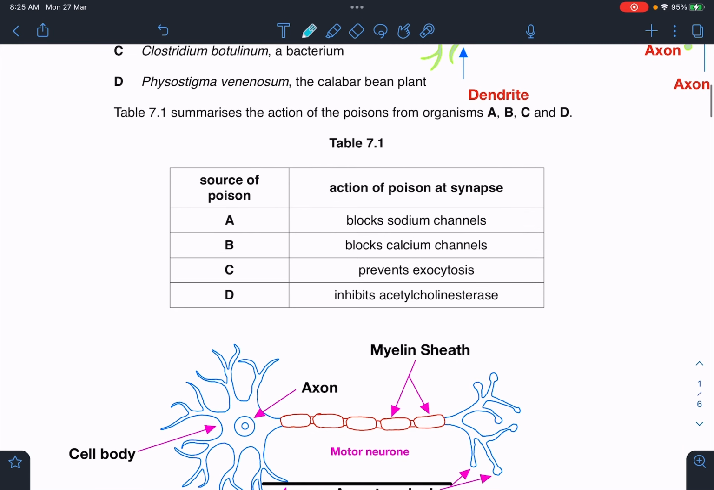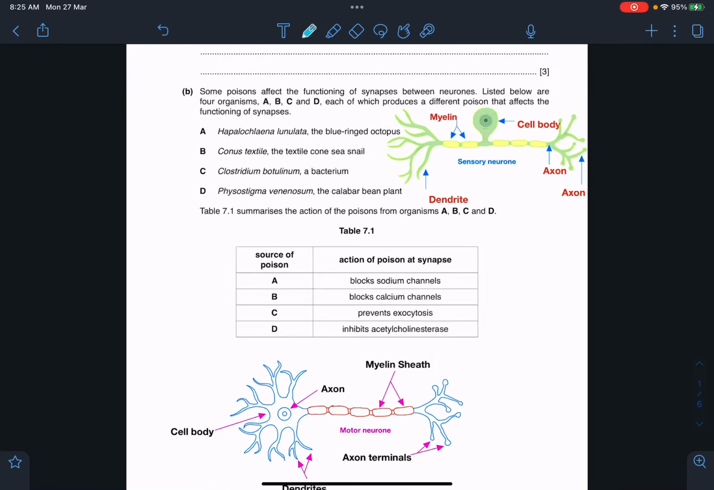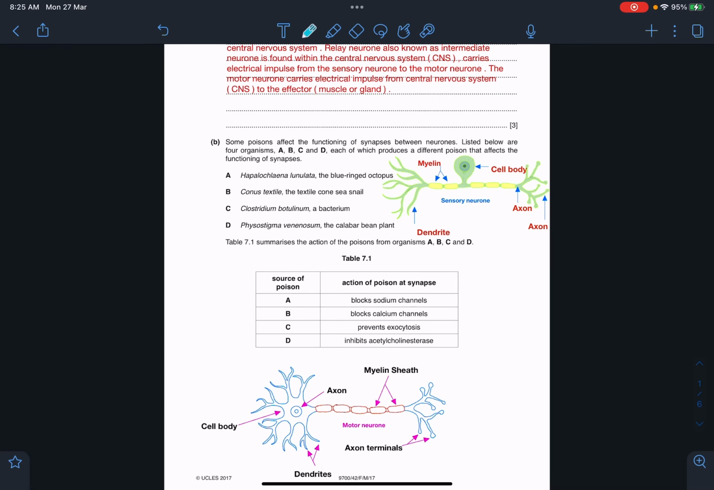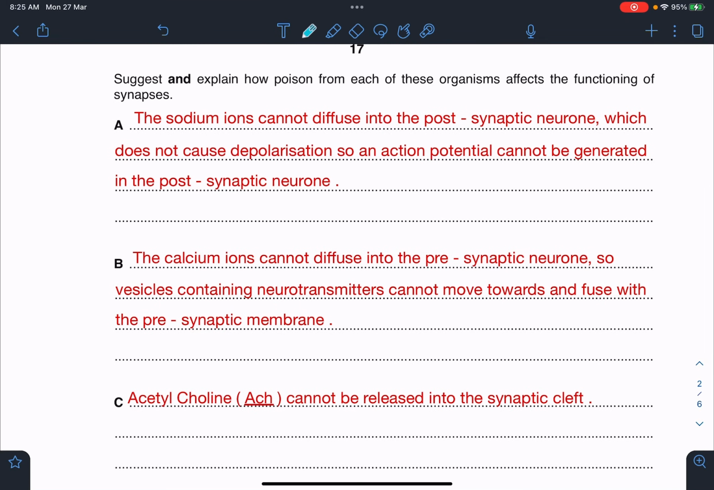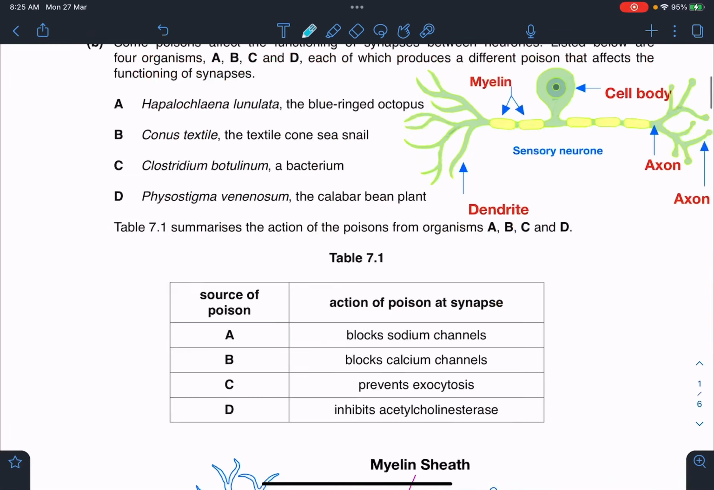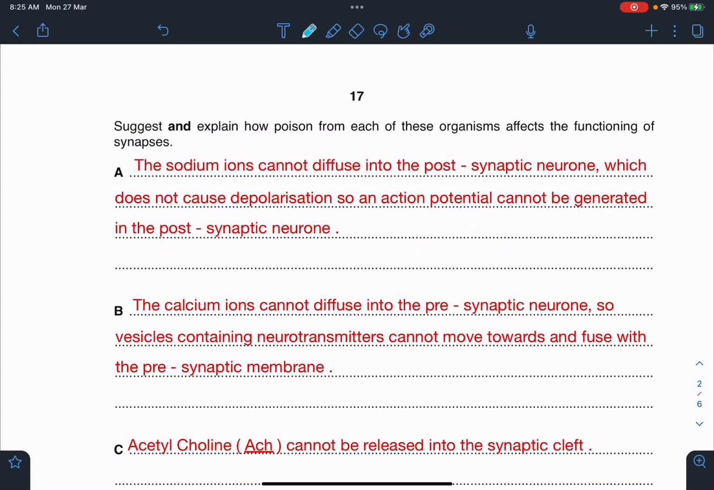As you can see in table 7.1, A blocks sodium channels, B blocks calcium channels, C prevents exocytosis, and D inhibits acetylcholine esterase. We'll move on to the next question, which asks us to suggest and explain how poison from each of these organisms affects the functioning of synapses. If you can recall, organism A blocks sodium channels. So when your sodium channels are blocked in a synapse, what happens?